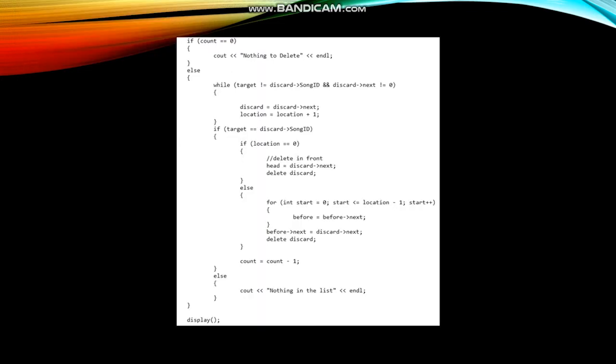because it is unique. When the song ID is deleted, all the data will be deleted. So at the first, if the count is equal to 0, it means the data is not inside the linked list. So we need to point out that nothing is to be deleted as feedback to the user. Else, the search keeps looping until the target is found, or until the end of the linked list, which is null.